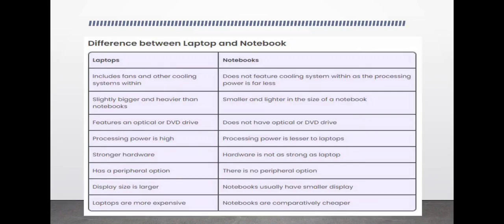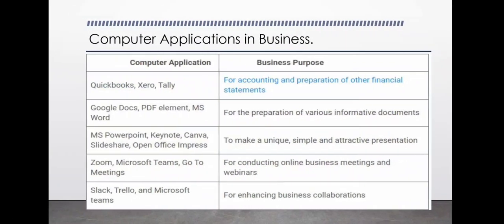Laptops feature an optical or DVD drive. Notebooks do not have an optical or DVD drive. Laptop processing power is high. Notebook processing power is lesser than laptops. Laptops have stronger hardware. Notebook hardware is not as strong as laptops. Laptops have peripheral options. There are no peripheral options in notebooks. Laptop display size is larger. Notebooks usually have a smaller display. Laptops are more expensive. Notebooks are comparatively cheaper.